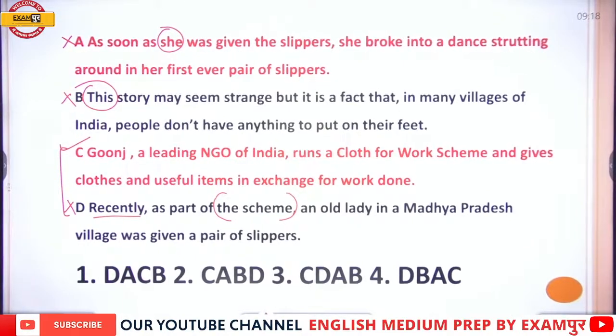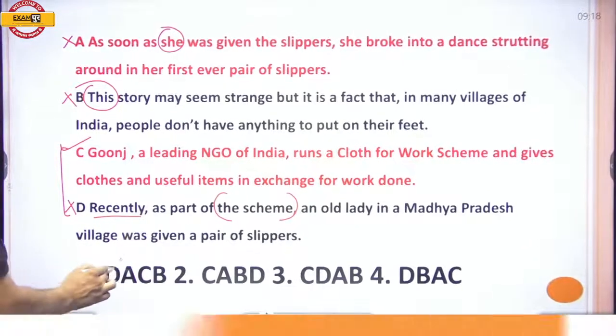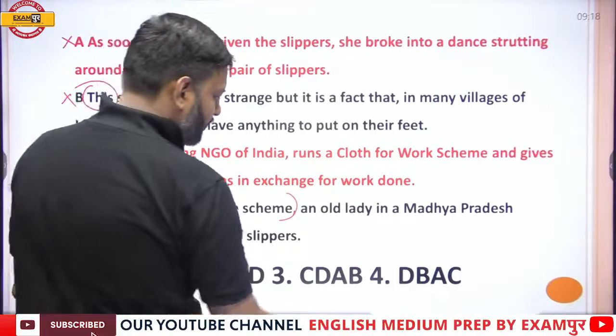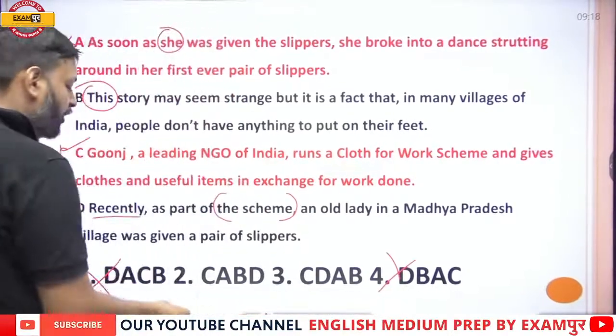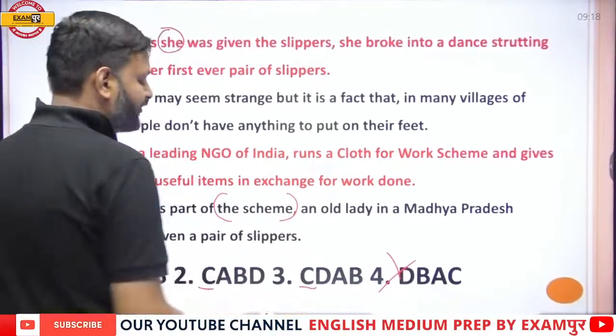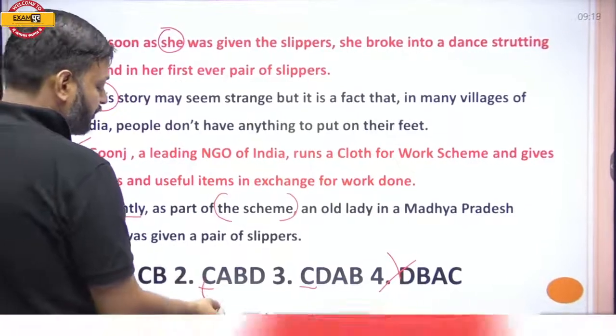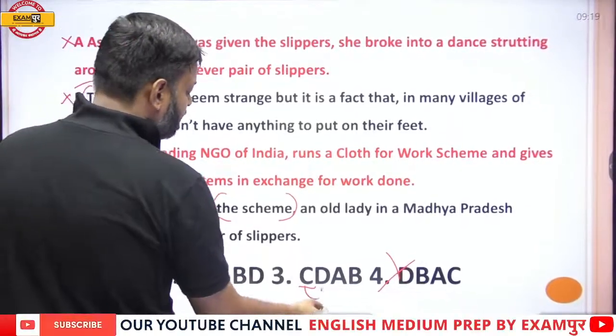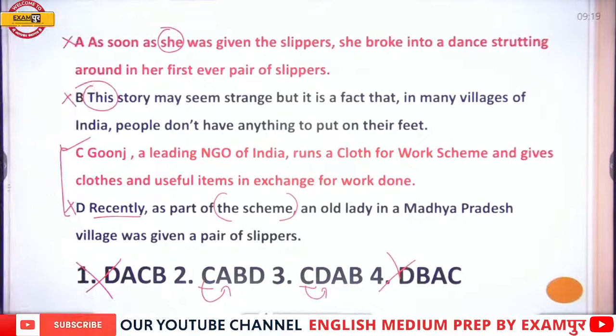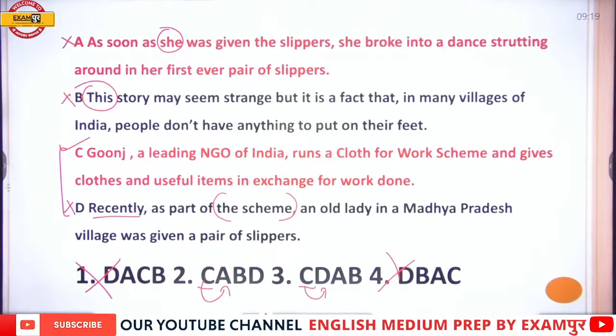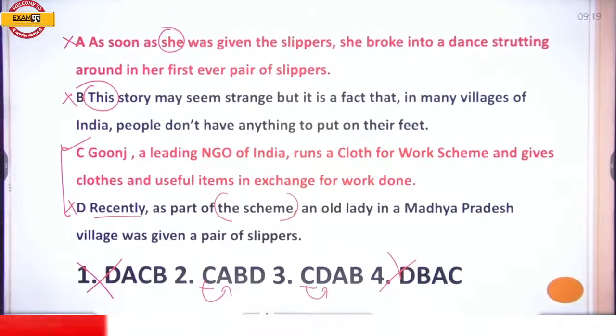Now let's see how many options have C. So this cannot be the answer, this cannot be the answer. Now we have two options where C is the first sentence. But in option 2, C is followed by A, and in option 3, C is followed by D. So now check the chronology of events.